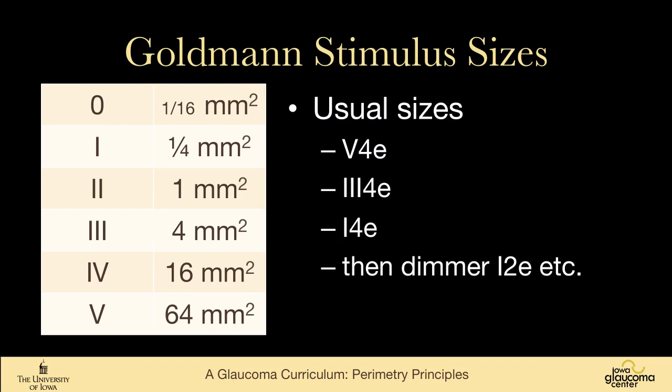So 5/4e, that's the brightest, size 5 target. 3/4e, again the brightest light, much smaller target. And then the 1/4e is what we typically do at our institution. And then if the patient has very good vision, rather than going to the smaller target, we would go to a dimmer light, and that's so 1/2e. So the 2 refers to the brightness in 5 decibel steps, and the lowercase letter is a 1 decibel step of attenuation.